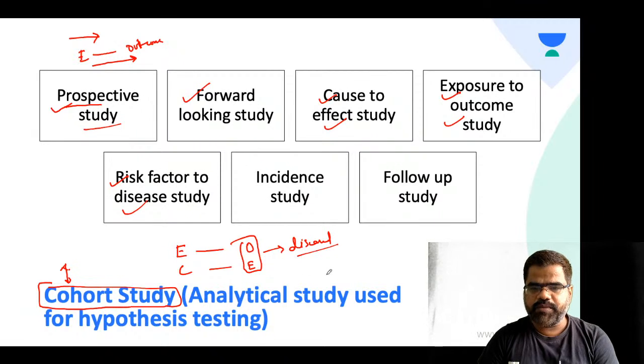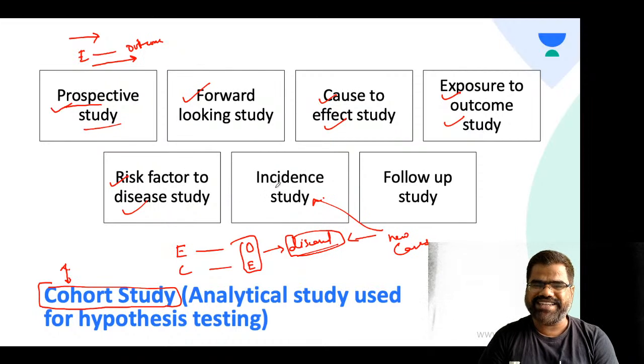Can be diseased, may not be diseased. So those people who will develop disease, so they are new cases. When they are new cases, so they are incidents. So can we say cohort study also as an incident study, because it helps us to know how many new cases have developed? So it can also be called an incident study.